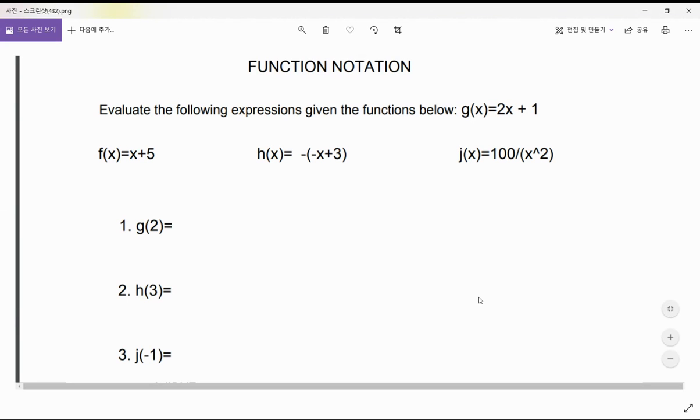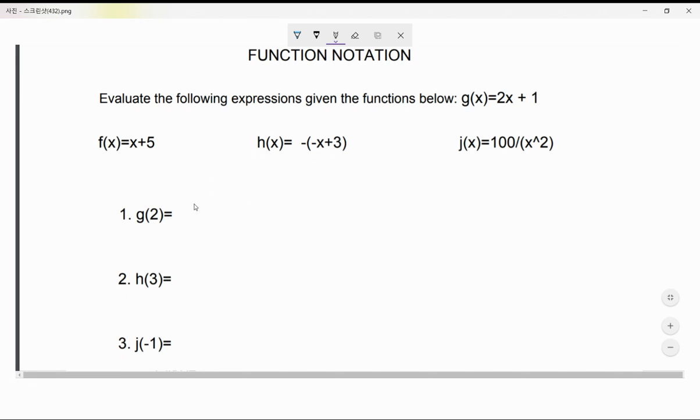Okay, hello guys. For lesson 11, we are working on function notation, and we will start off this lesson by evaluating the expressions given the functions below. So they are talking about the g function, j function, h function, and f function. Basically they're telling us to, well, I think it's better to show you right now, okay?